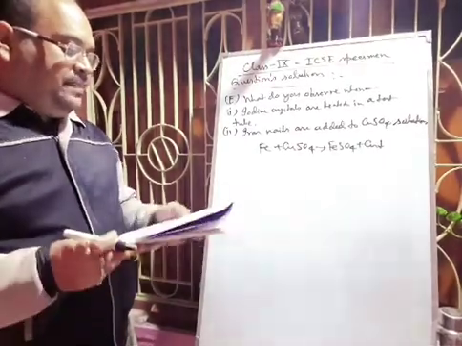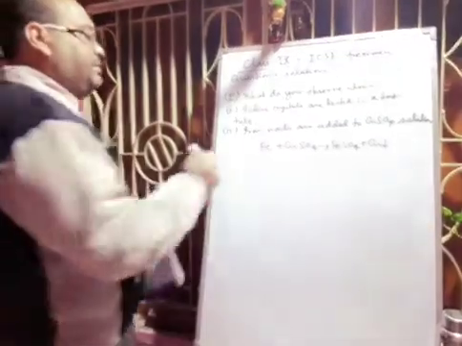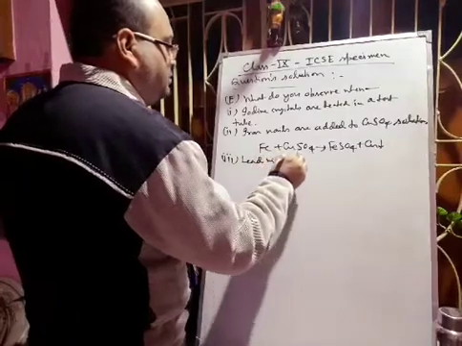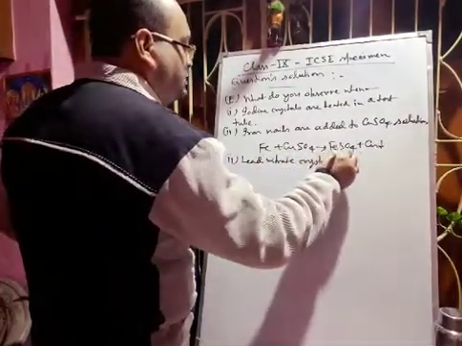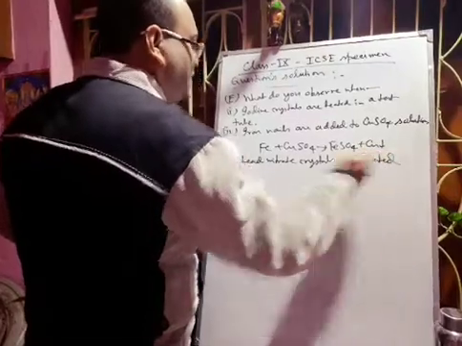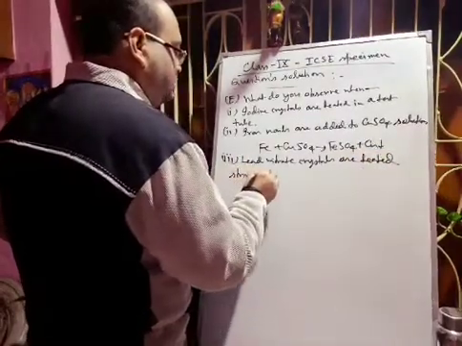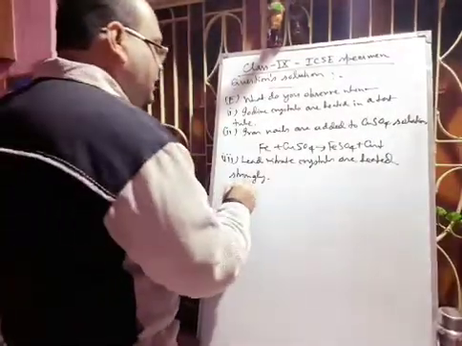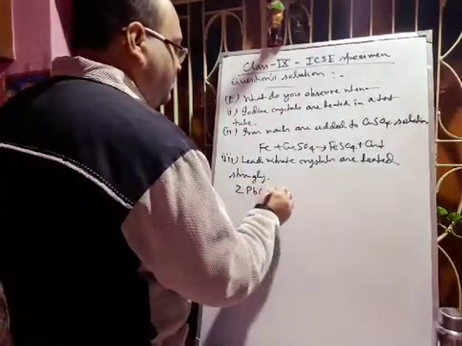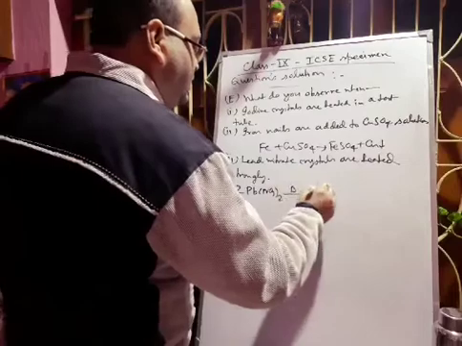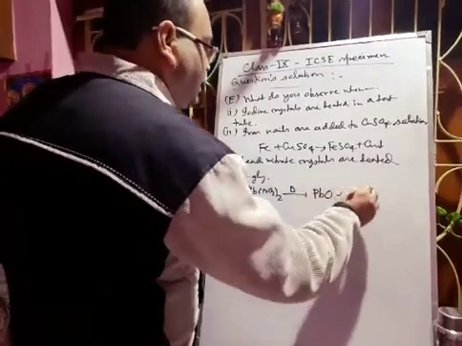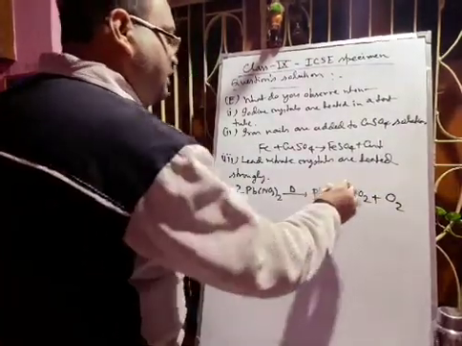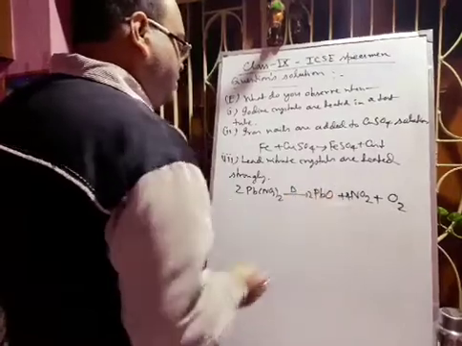Next question given: lead nitrate crystals are heated strongly. Already we have discussed, if you heat lead nitrate, that will produce lead oxide, nitrogen dioxide, and formation of oxygen. Now you have to balance it: 2Pb(NO3)2 gives 2PbO plus 4NO2 plus O2.